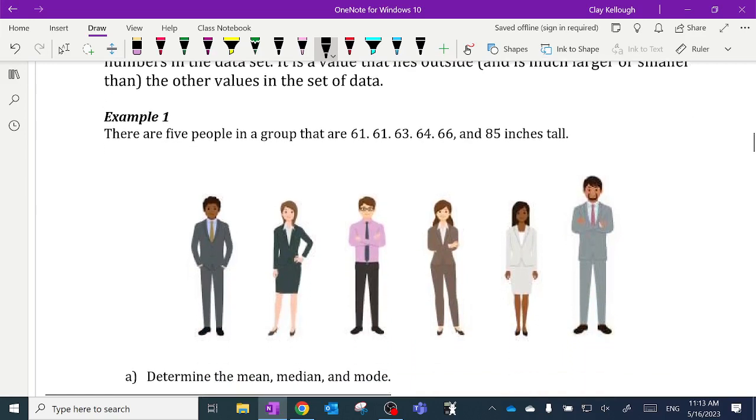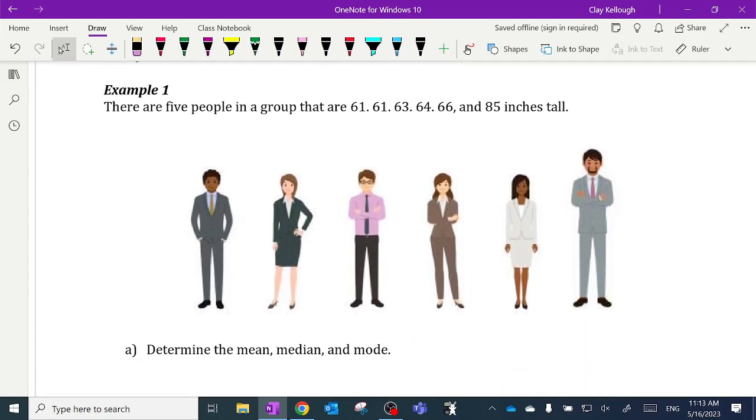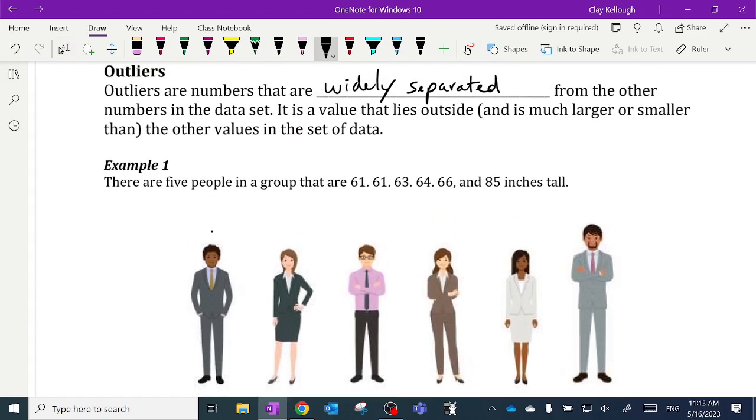All right, here's our first example. First of all, this booklet can't count to 6. 1, 2, 3, 4, 5, 6. So can you change the word 5 to the word 6? There we go. So there are 6 people in a group, and here's their heights: 61 inches, 61 inches, 63 inches, 64 inches, 66, and 85 inches. Anybody know how tall 85 inches is in feet? That would be 7 feet 1 inch tall. I don't think we have anybody at our high school that's that tall. I think our tallest student's about 6'7".